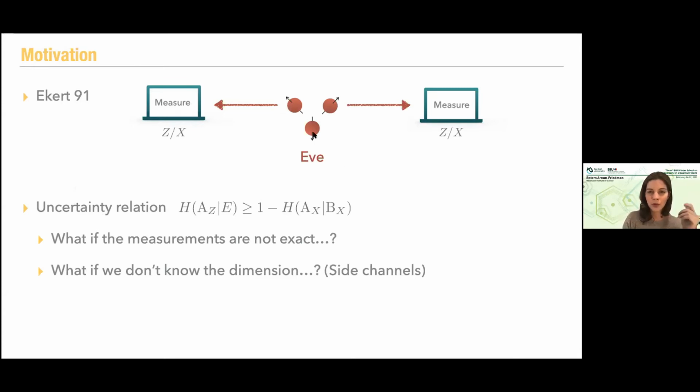But what if we don't even know the dimension? What if this is not a qubit, but something else? For example, if there are some side channels in the actual implementations, then it might be that Alice and Bob are not getting qubits. Maybe they don't really measure something in the qubit space, but something larger. There are many different things that can happen. You can start thinking of all different ways of attacking an actual device.